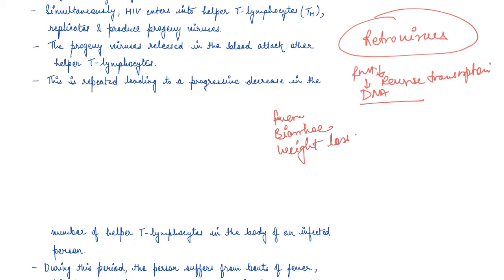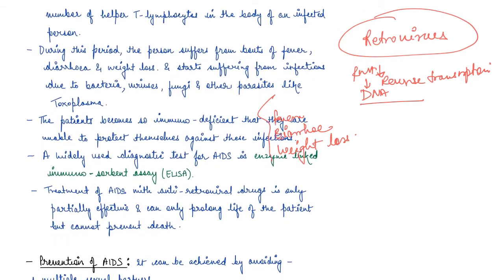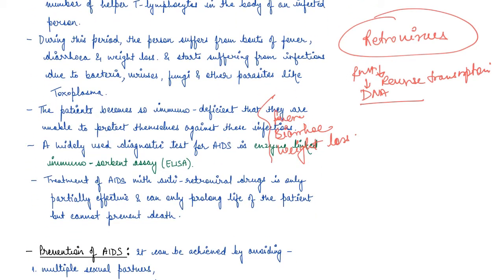And then what happens, since your immune system is now very weak, any kind of infection that you get, either from bacteria, viruses, fungi, or any parasite, your body basically starts suffering from these infections because your immune system is compromised and your body is struggling to fight any kind of infection now.